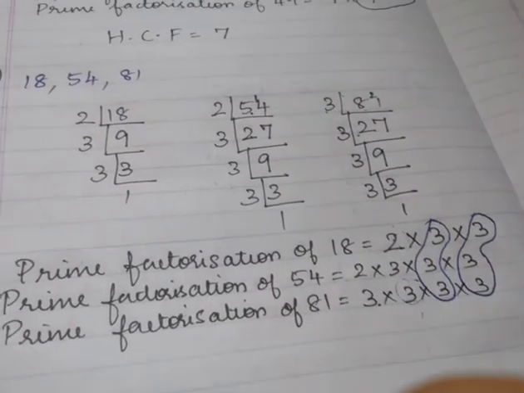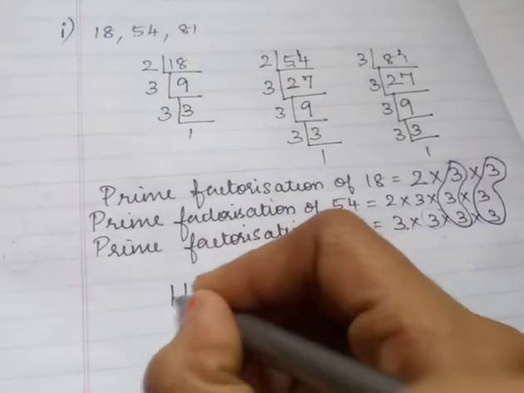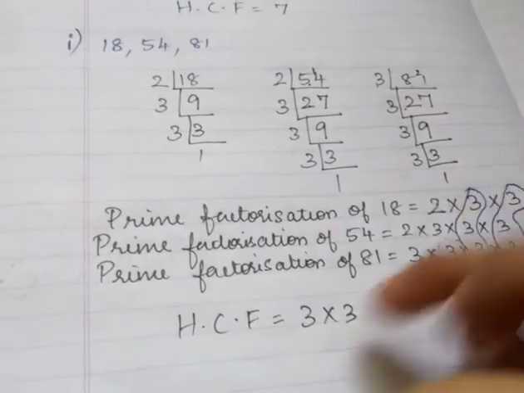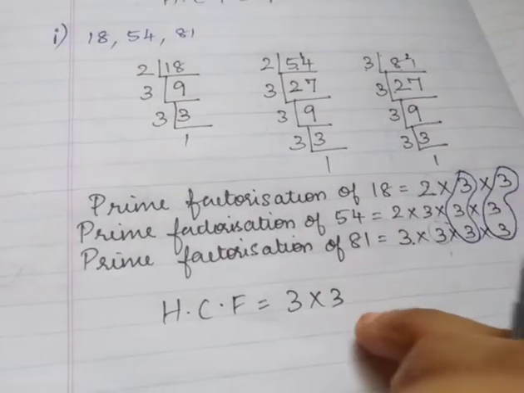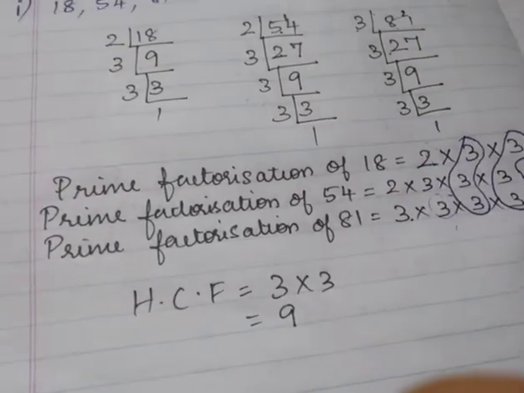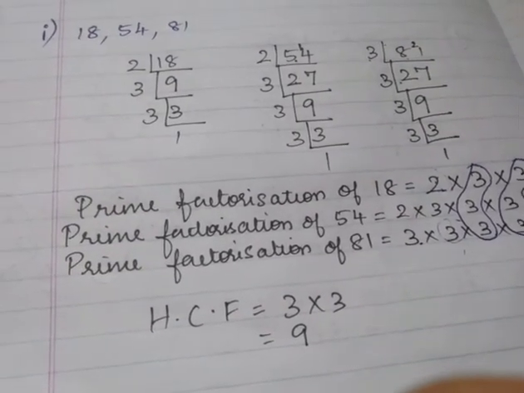So what will you do now? HCF is equal to 3 into 3, because this 3 I will write 1 time, and this 3 I will write 1 time. 3 3s are 9. So HCF is what? 9. Understood, children?